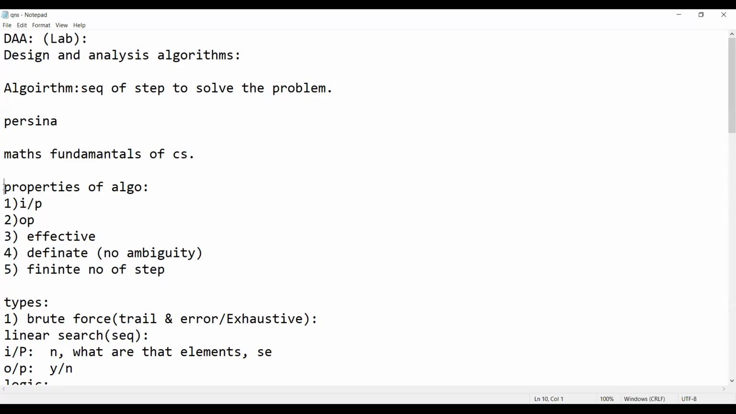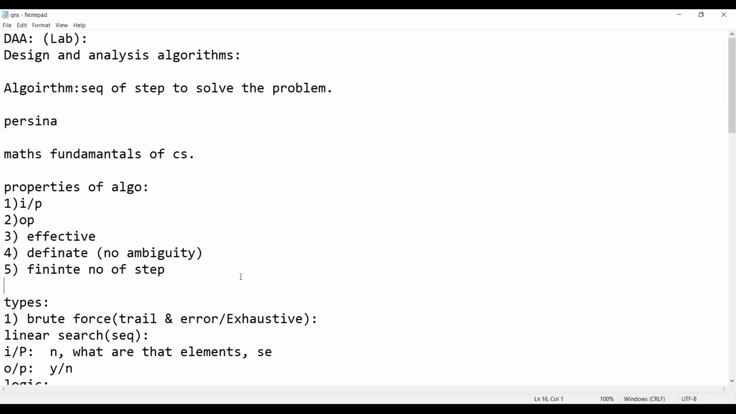So what are the properties of an algorithm? An algorithm must have some input. It must generate some output. It must be effective, right? So the algorithm must be effective. That means it needs to provide effective results, definiteness, no ambiguity. Next, a finite number of steps. After a finite number of steps, the algorithm needs to terminate. So it never goes to infinity, right? So these are the algorithm properties which we studied in the last class.